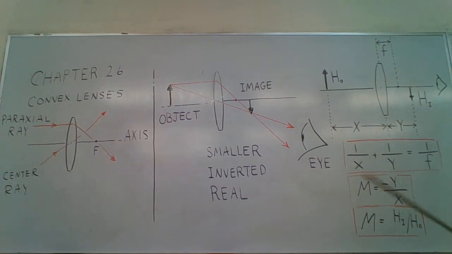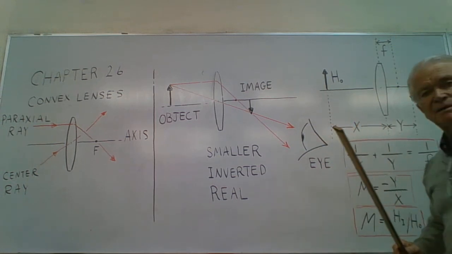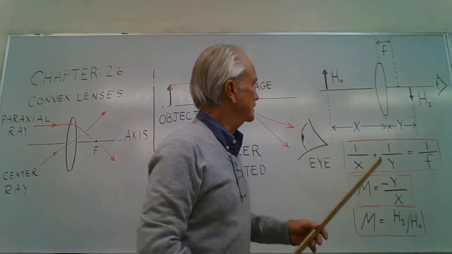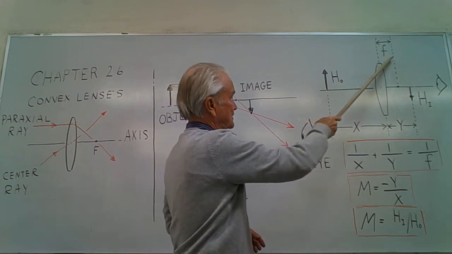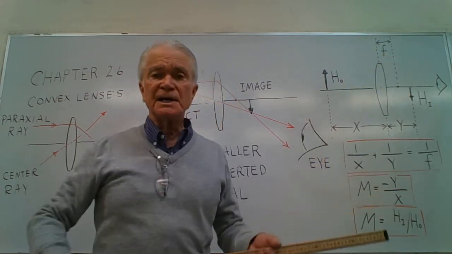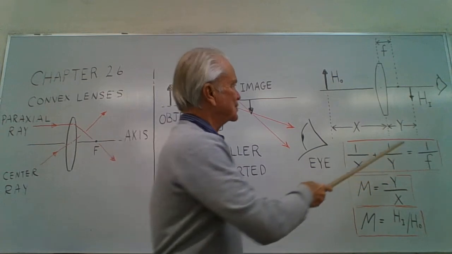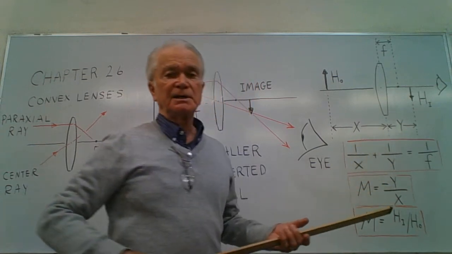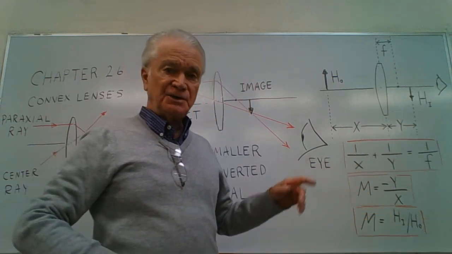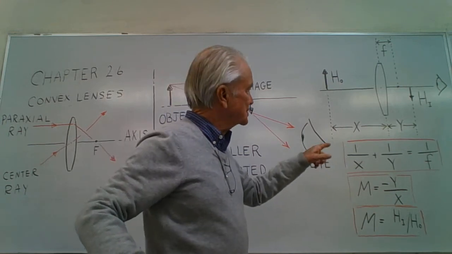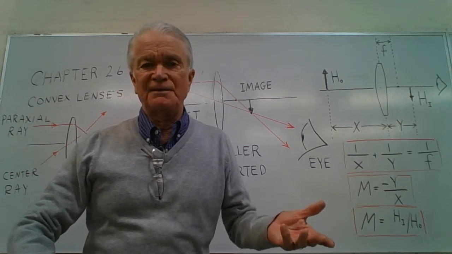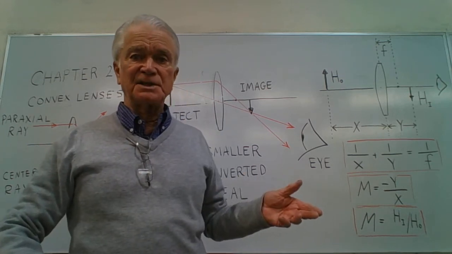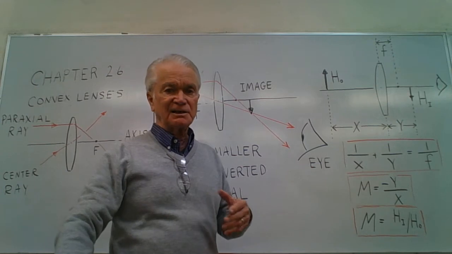The image is located here, a distance y from the lens. Now, unlike x, which is always a positive number for all of our lens situations, and f is always a positive number, on occasion, y, the so-called image distance, can be negative. In this case, the image distance is positive. You would have no way of knowing that it is positive, but we'll make that clear soon enough.